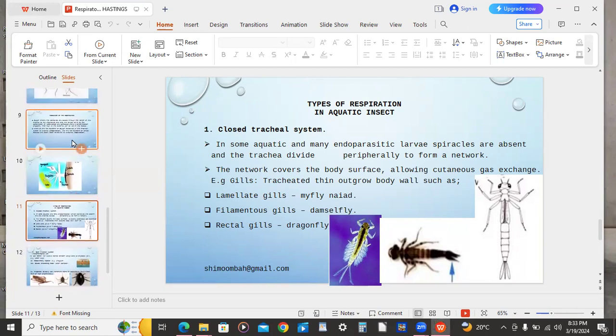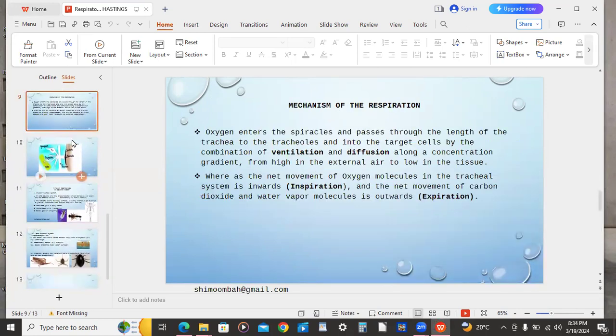Okay, now let me look at the mechanism of the respiratory system in insects. First, oxygen enters the spiracles and passes through the length of the trachea to the tracheoles and into the targeted cell by the combination of ventilation and diffusion, along with a concentration gradient from high concentration in the external air to lower concentration in the tissues of an insect.